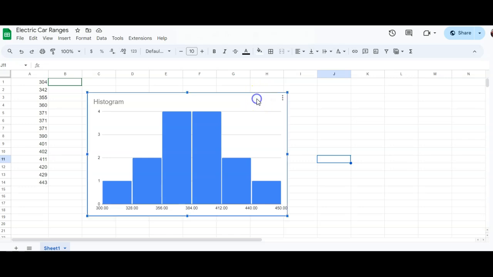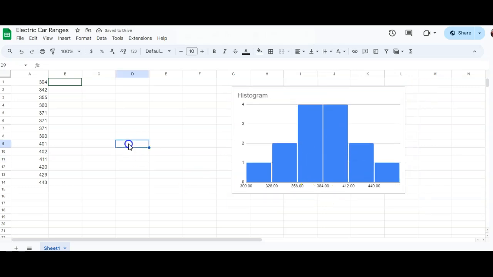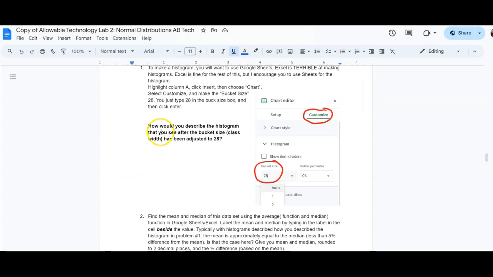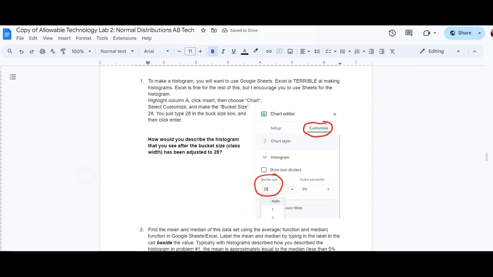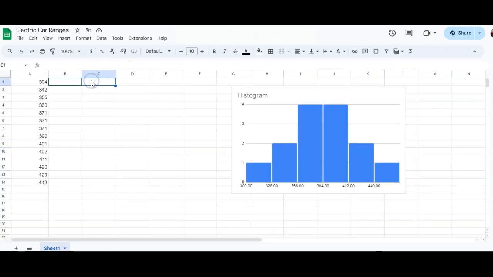So you're answering the same questions. So put this over here to the side somewhere where it can be out of the way, because we need to use these columns beside it. All right, so you're answering that question. How would you describe it? Just like you were doing before in the TI part. If you did the TI part, that's what you would answer there, the description of it. All right, and just like before, we're going to find the mean, the median, and the percent difference. So I'm going to label that over here, mean, median, percent difference.